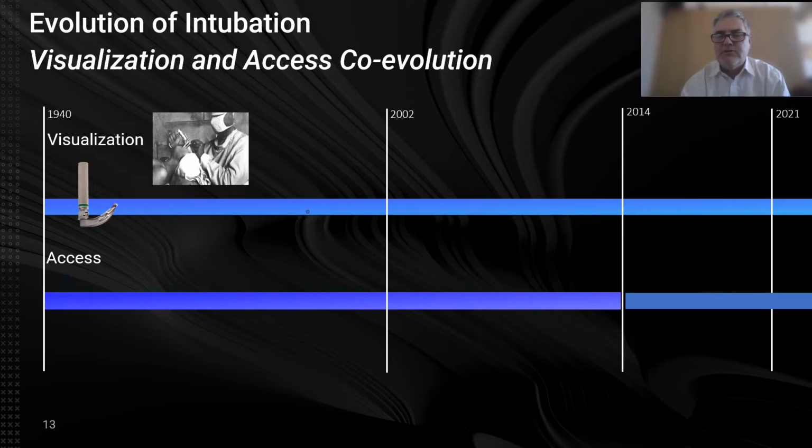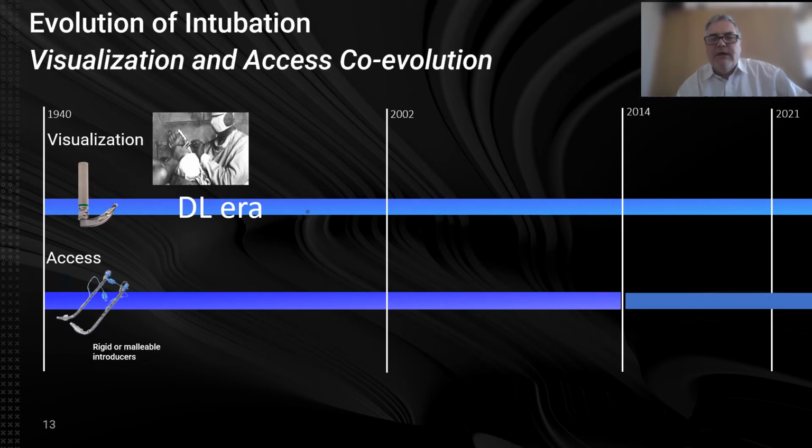Look back at pictures from the 40s and 50s, things haven't changed much. This really is the direct laryngoscopy era. That era is still in play now. Tracheal access: rigid and malleable stylets and introducers. Key understanding is they are static. You cannot change their shape while in use. Once you bend them and choose a shape, you're stuck with it throughout the intubation.